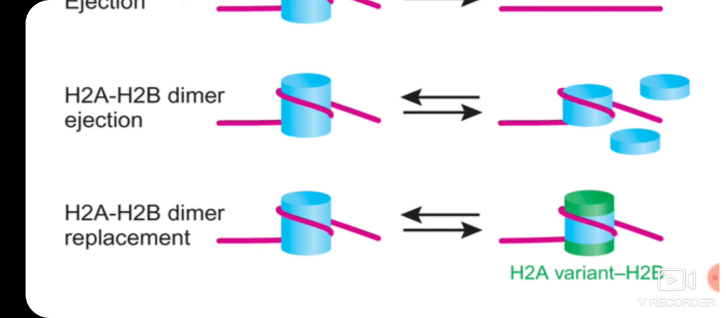When the DNA is completely accessible and the process is completed, again an H2A-H2B variant can come in and interact with the DNA. These variants can also have a different kind of affinity for the DNA, which also makes it accessible, and it can also help in the remodeling of the chromatin.